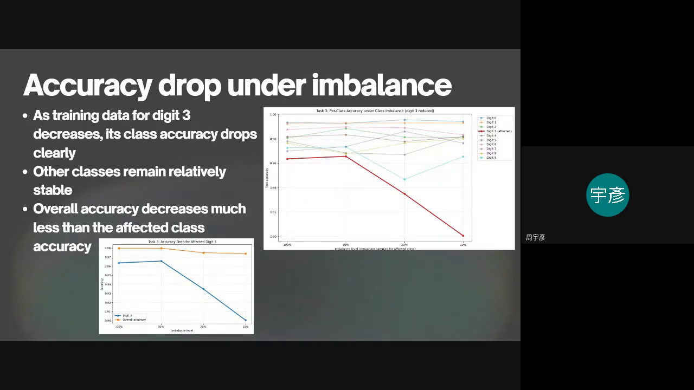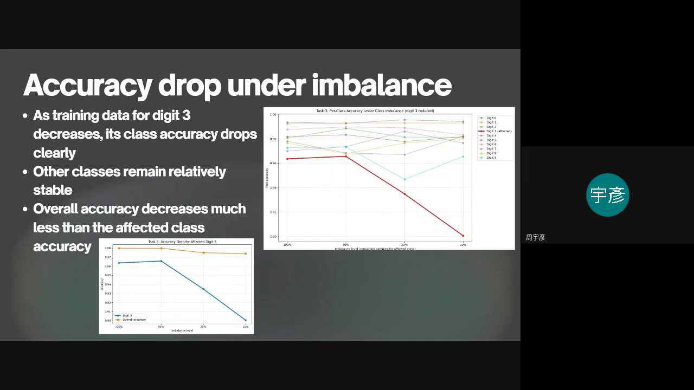Here we can clearly see that as the training data for digit 3 is reduced from 100% to 50%, 20%, and 10%, the accuracy of digit 3 decreases progressively. However, the overall accuracy decreased much less. This tells us something important: aggregate accuracy can hide class-specific failures.